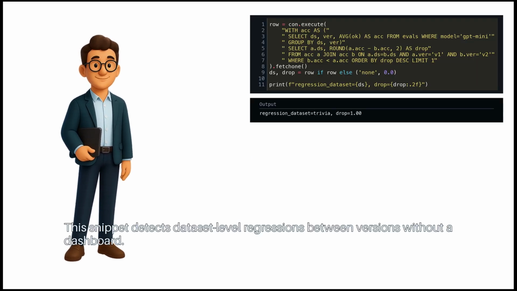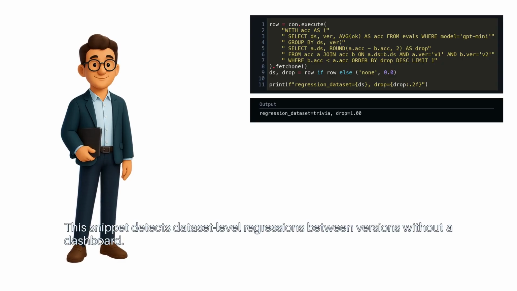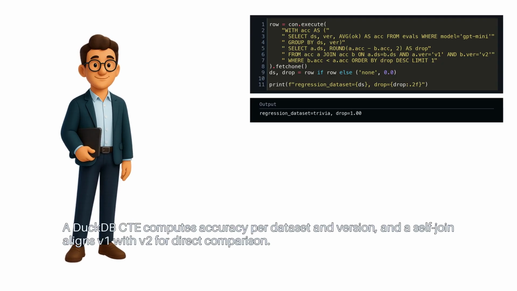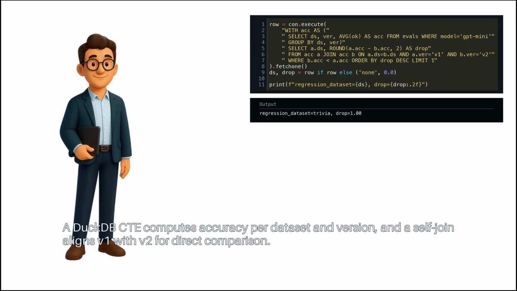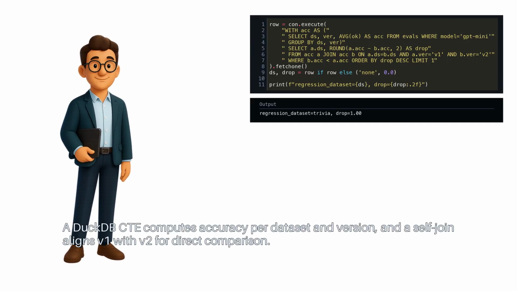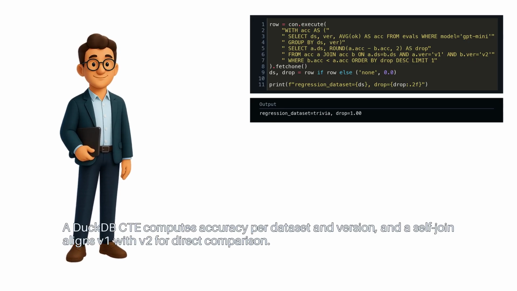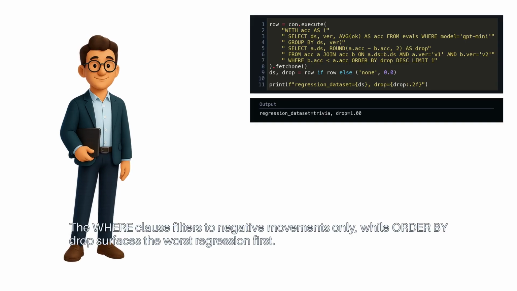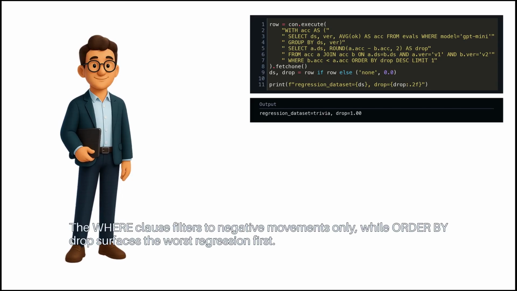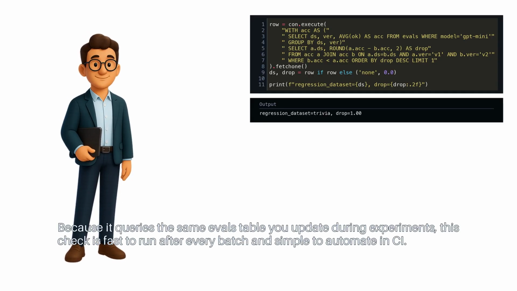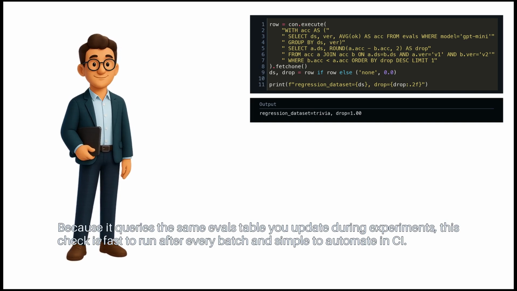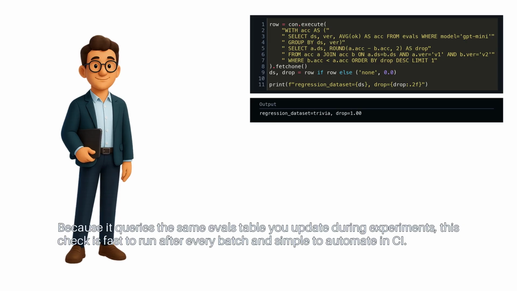This snippet detects dataset level regressions between versions without a dashboard. A DuckDB CTE computes accuracy per dataset and version, and a self-join aligns v1 with v2 for direct comparison. The where clause filters to negative movements only, while order by drop surfaces the worst regression first. Because it queries the same evals table you update during experiments, this check is fast to run after every batch and simple to automate in CI.